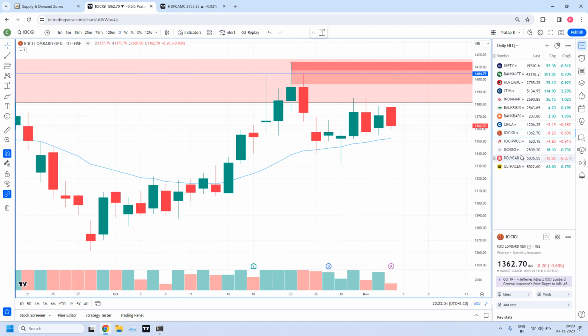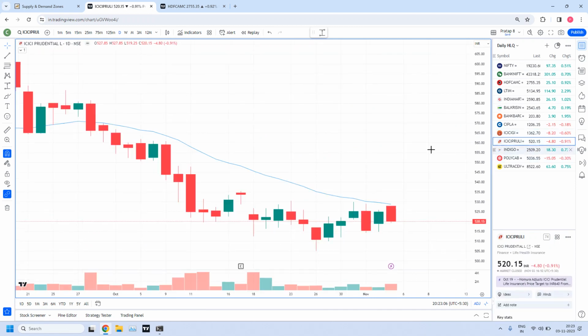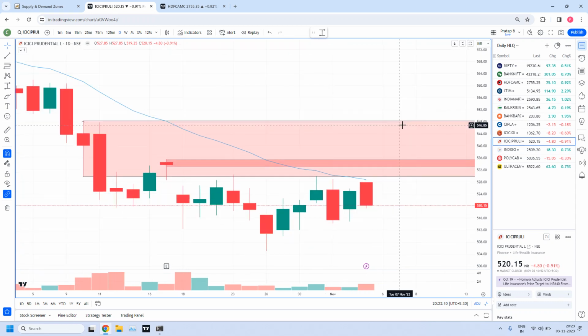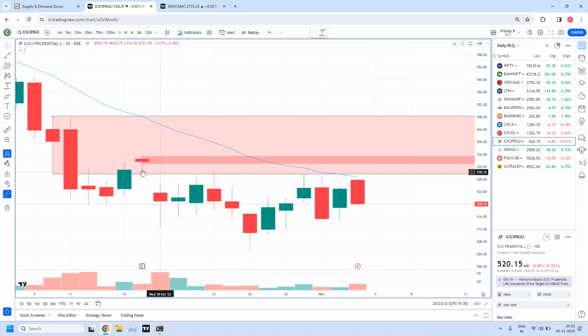And the next one is ICICI Prudential. Here also I have fine-tuned a 75 minutes demand zone, a fresh 75 minutes demand zone, and prices are yet to reach this fresh 75 minutes zone. And Indigo.